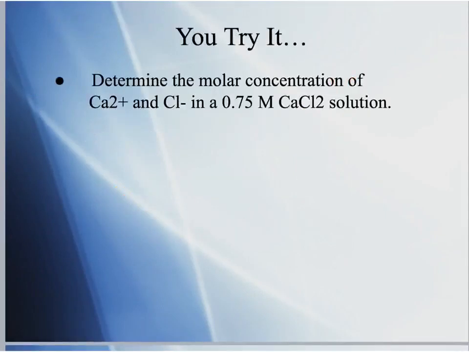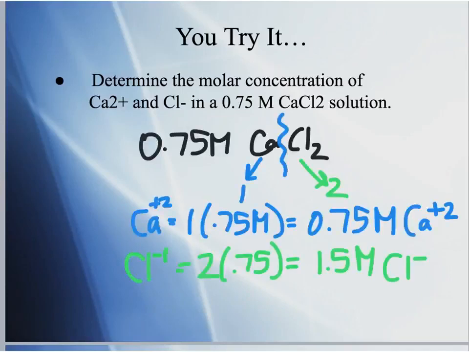So here's an example for you guys to try. Go ahead and read through it, pause, and then see if you came up with the correct answer. All right, take a look and see if you got it right. Hopefully you identified the molarity of the calcium ion as being 0.75. In this solution, we have one calcium ion in the compound, and so 1 times 0.75 molarity is 0.75 molarity.